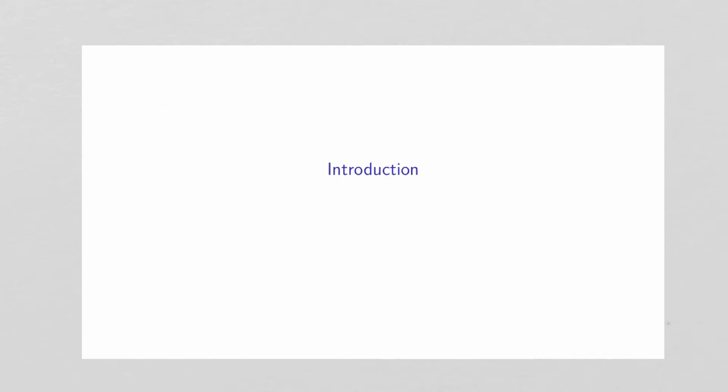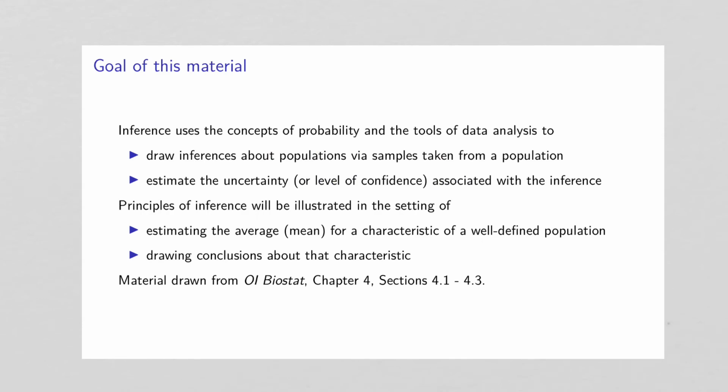So without further ado, the goal here is that inference uses the concepts of probability and the tools of data analysis to draw inferences about populations based on samples. And we get an estimate of uncertainty, or the level of confidence associated with the inference. So you might have heard that we are 95% confident about something, 90% confident, or 99% confident that the true mean of something, based on the sample, is this or that. The principles of inference will be illustrated in the setting of estimating the average mean for a characteristic of a well-defined population and drawing conclusions about that characteristic.